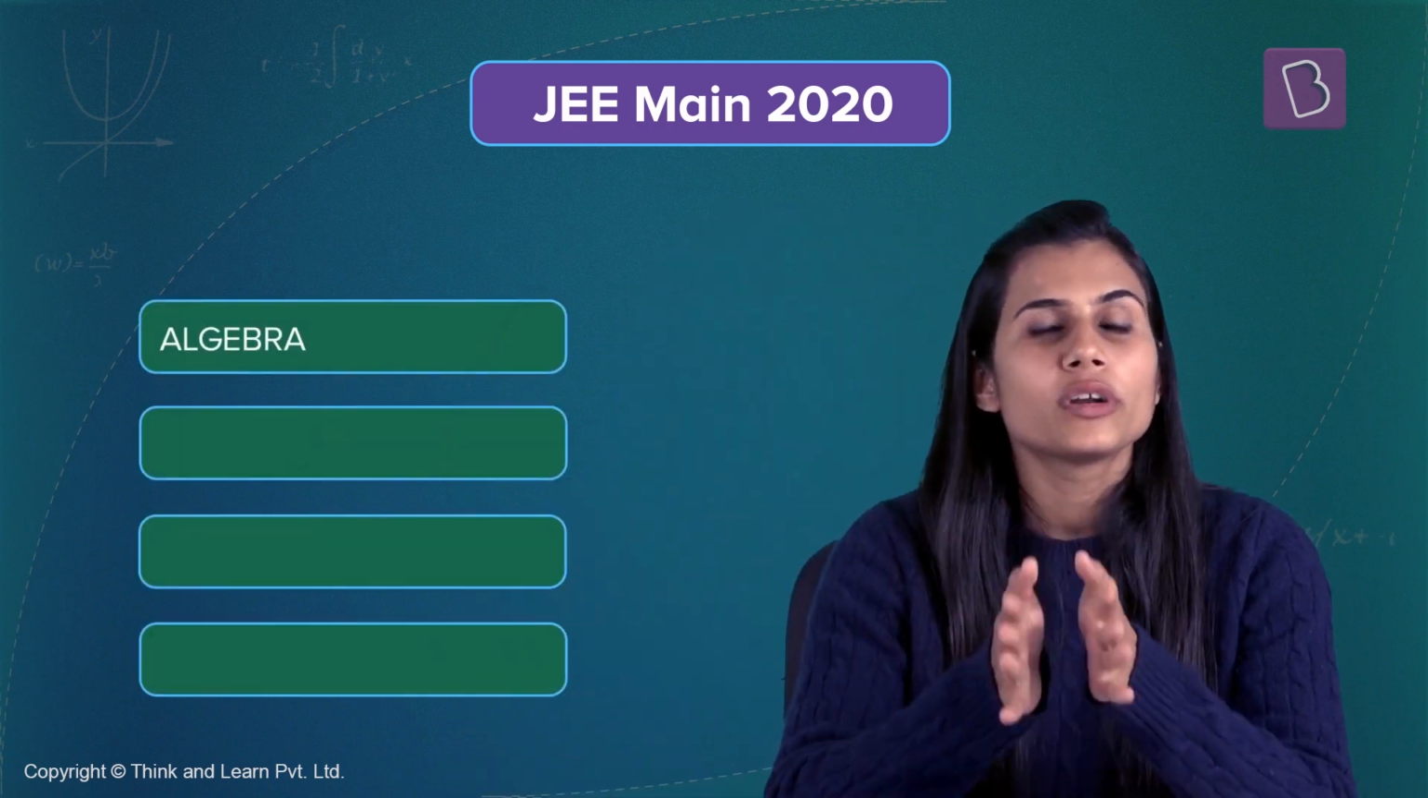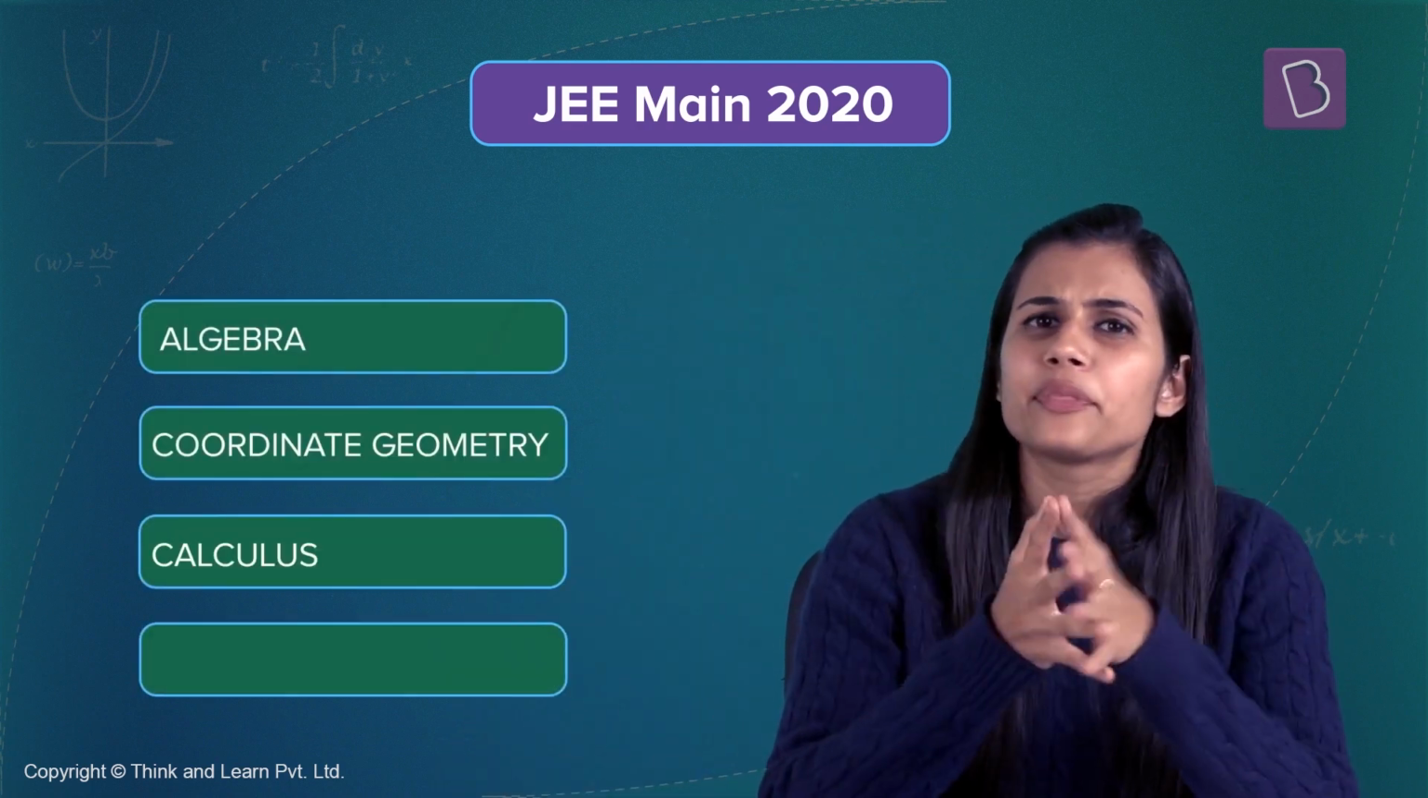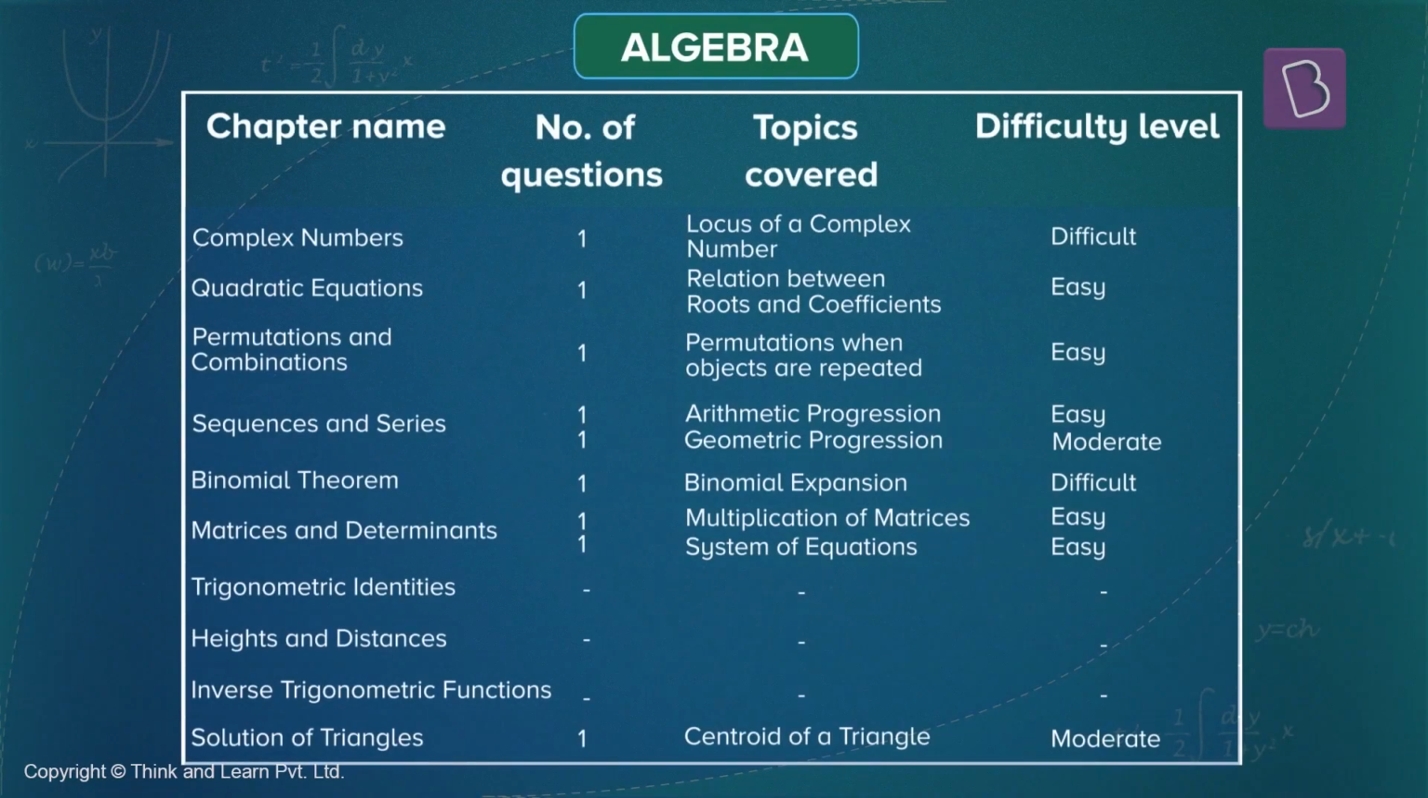Okay? So I'll begin with distributing the entire syllabus among 4 units: algebra, coordinate geometry, calculus, and the remaining miscellaneous chapters. Beginning with algebra, these are the following chapters. Firstly, we had one question from complex numbers, pretty high on arithmetic. Next, we had a standard single question from quadratic equations.